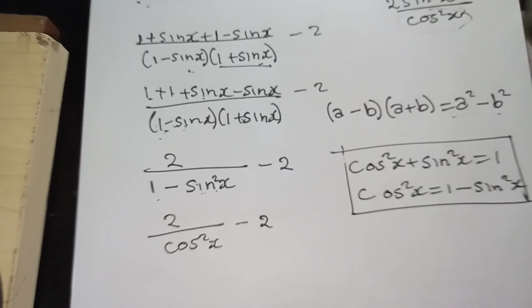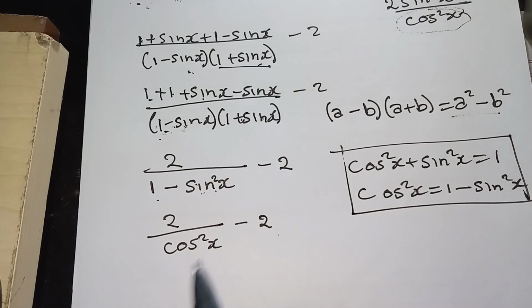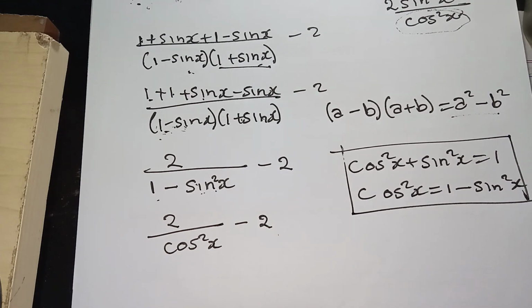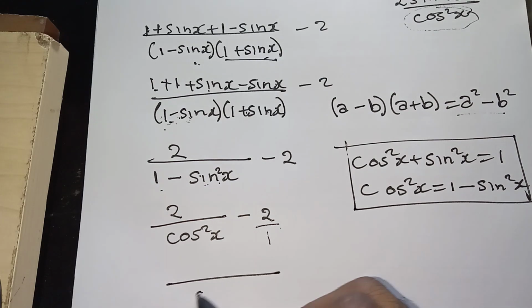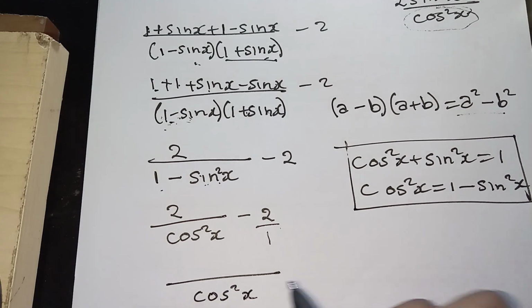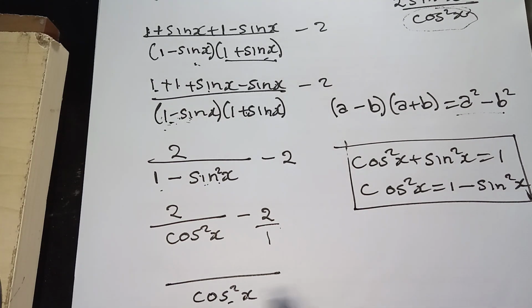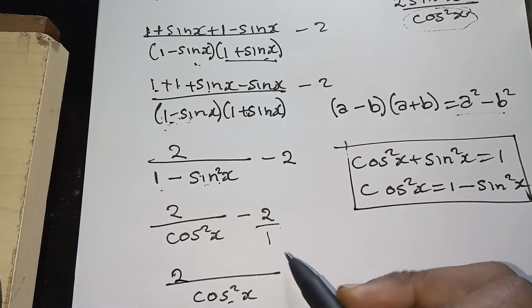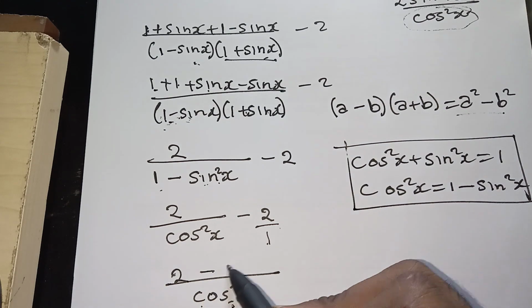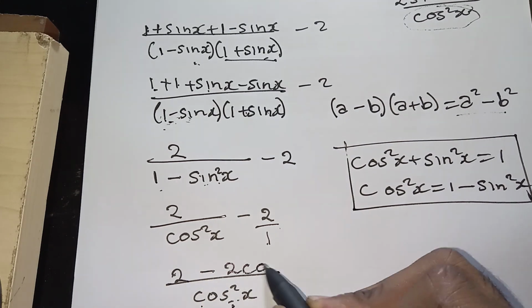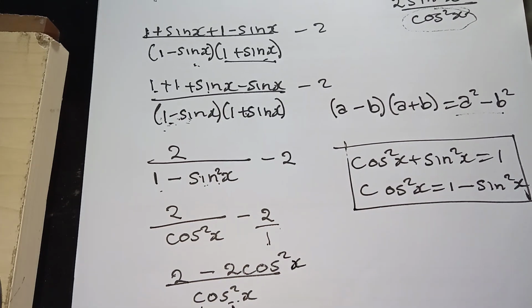So you can say 2 over, instead of writing this, we can have cos squared x minus 2. Now let's simplify this and see what the numerator will be. The common denominator here will be cos squared x. This one there is 1 times that, 2. 1 into this is cos squared x multiplied by that. This will be 2 cos squared x.